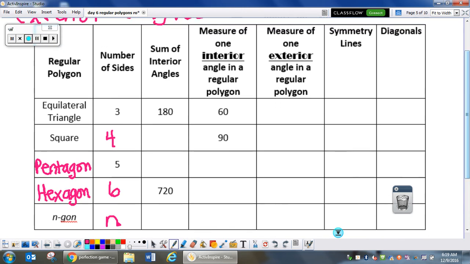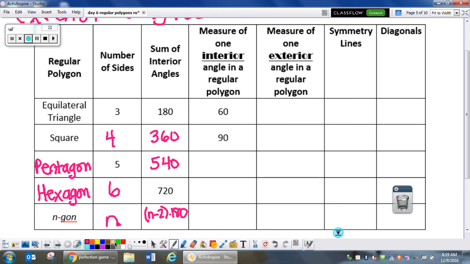So looking at this chart, the sum of the interior angles of a square you should know is 360. Pentagon is 540. Hexagon is 720. And the n-gon, the formula, if you remember, is n minus 2 times 180. That will get you any side.